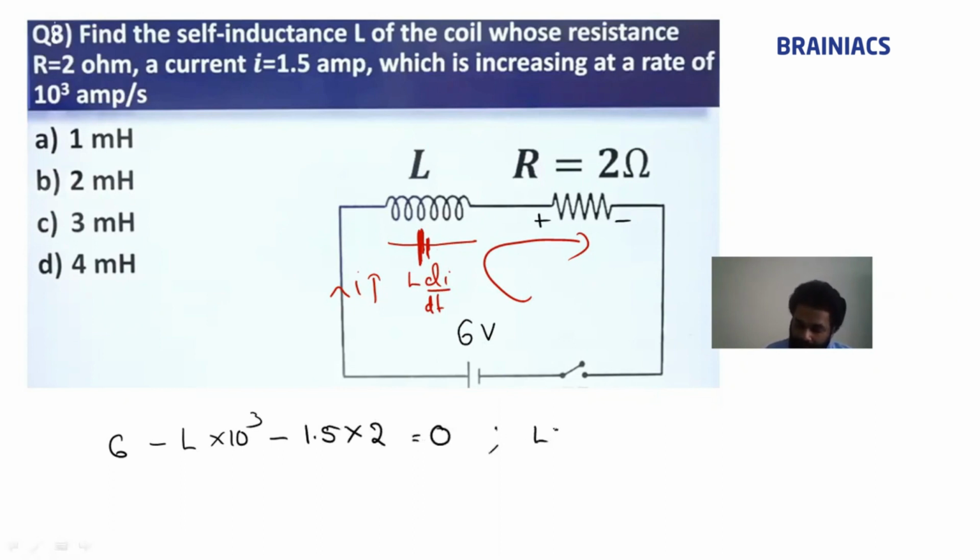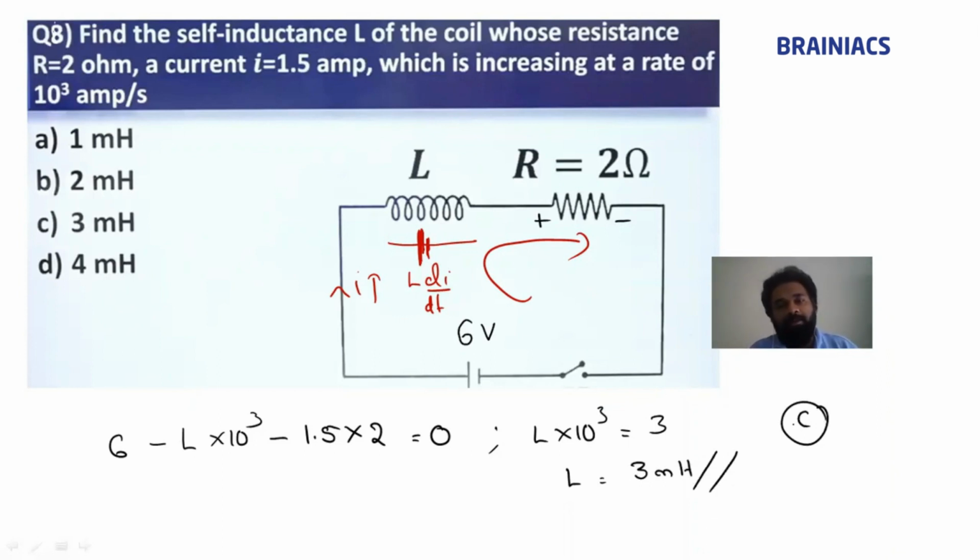So L into 10 raised to 3 is equal to what? Okay, 6 minus 3, 3. So L is equal to 3 millihenry. That is the answer, Option C. Okay, is that clear? We will move to the next problem.